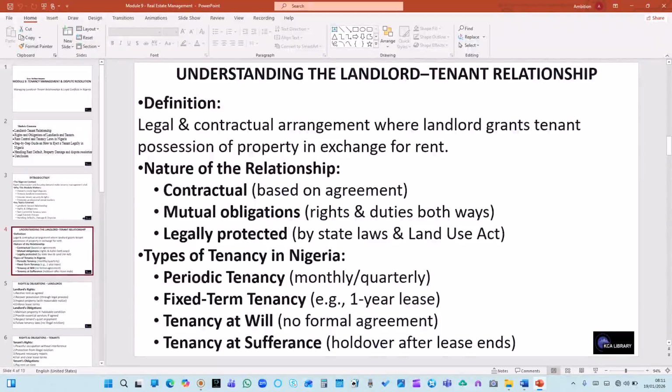We have tenancy at will. In this type of tenancy agreement, there is no formal agreement. The tenant is just occupying the property at the landlord's will, which may be terminated by any of the parties. Now we have tenancy at sufferance. This is a type of tenancy whereby the tenant continues to occupy the landlord's property even when the tenancy agreement has expired.